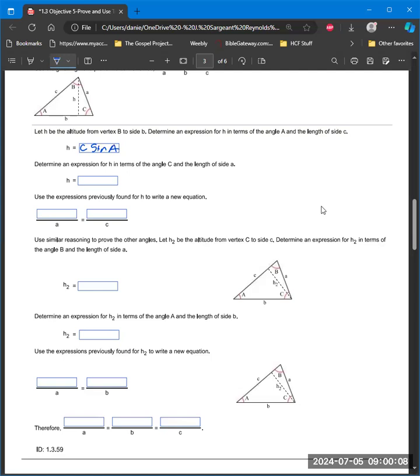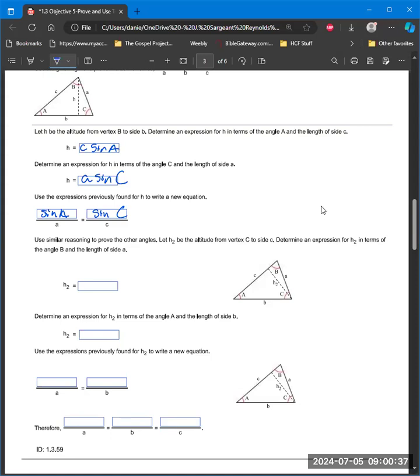And now determine the height in terms of angle C and side A. That's going to be A sine of angle C. When we set those equal to each other and divide them out, that's going to be sine of angle A over A is equal to sine of angle C over C.